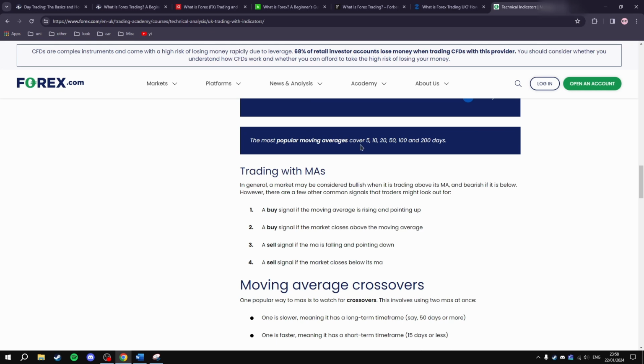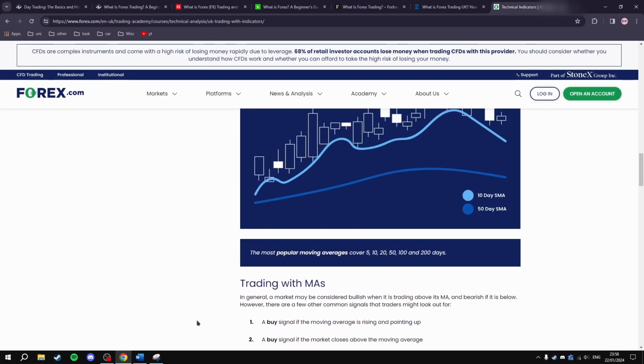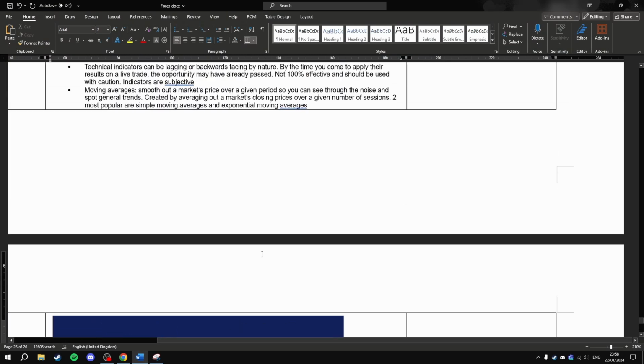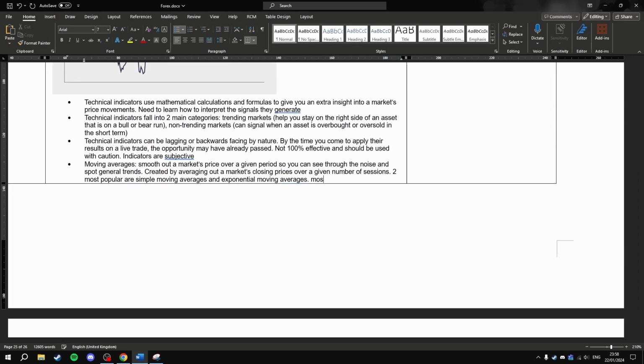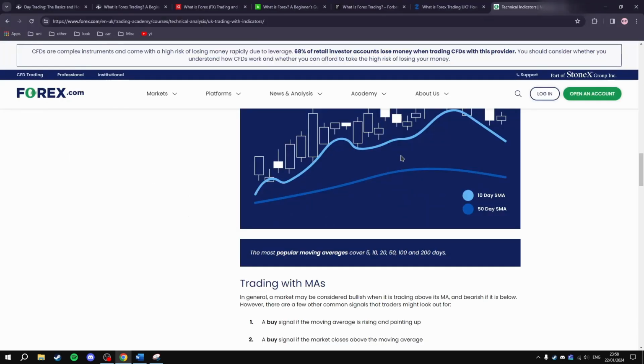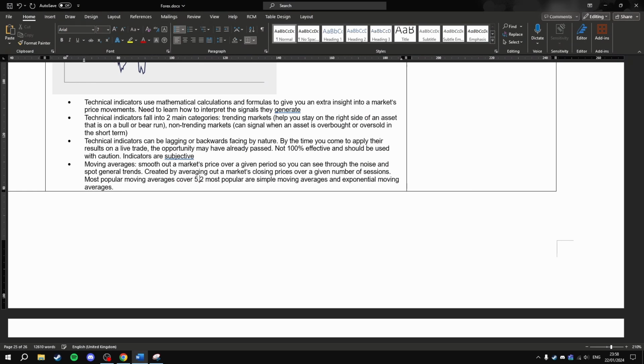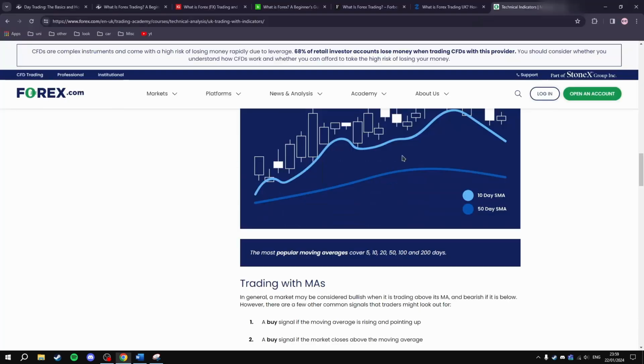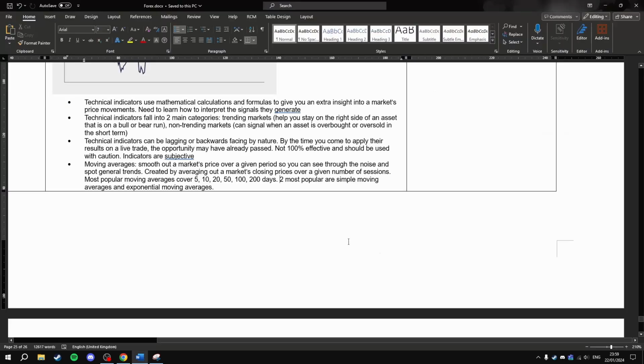The most popular moving averages cover 5, 10, 20, 50, 100 and 200 days.